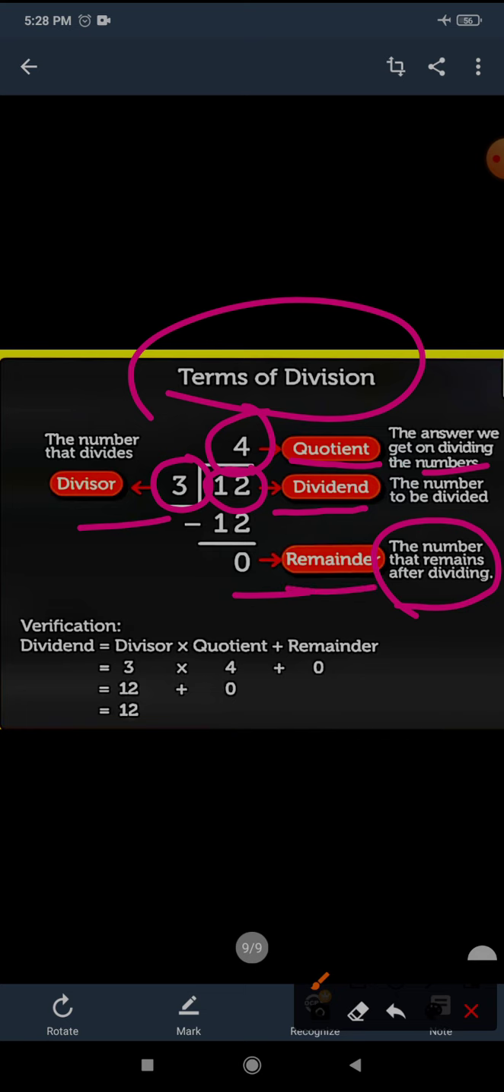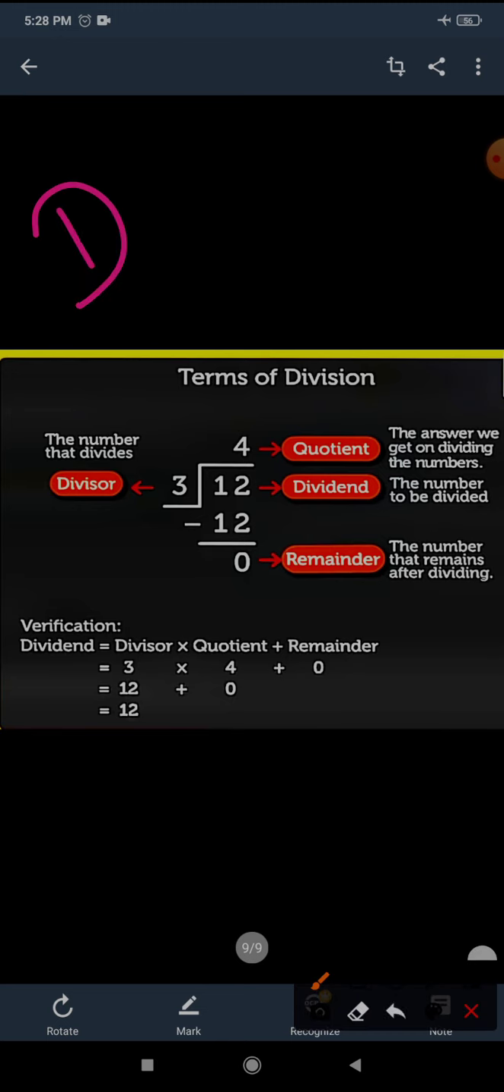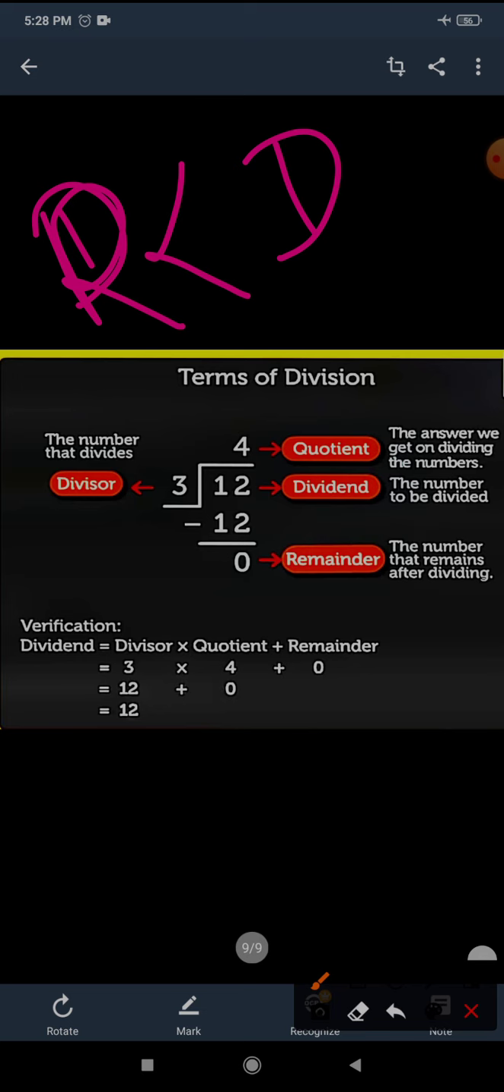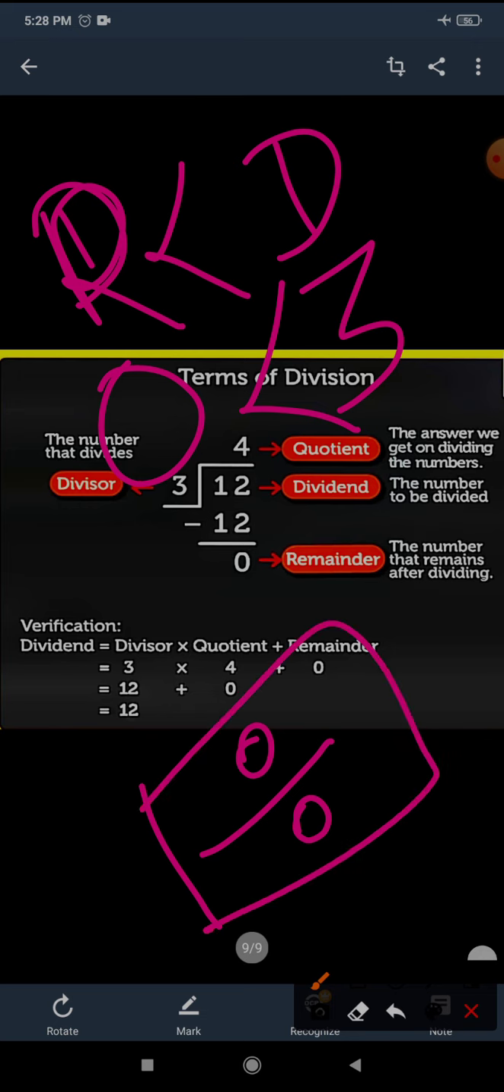Always keep in your mind that the remainder is always less than the divisor. Here you can see the remainder value is 0 and the divisor value is 3. So as I said, the remainder is always less than the divisor. Yes, here it is following. 0 is less than 3. And what is the notation of division? This is the symbol of division.